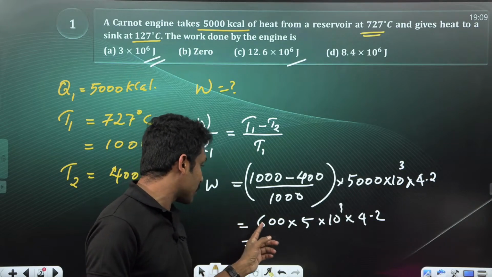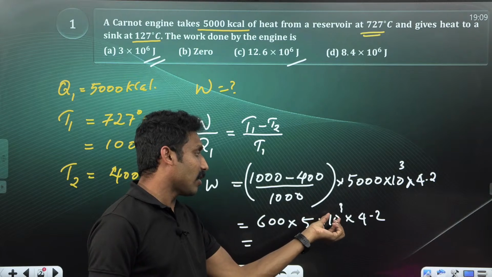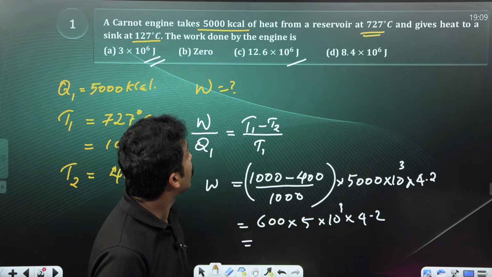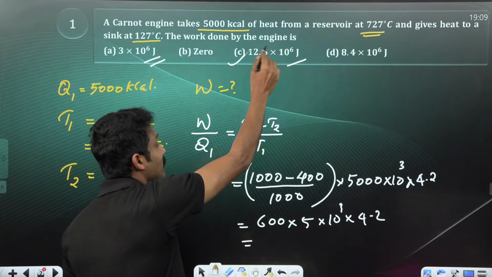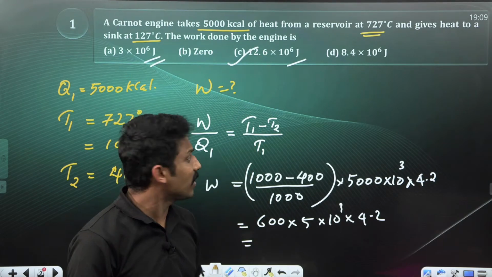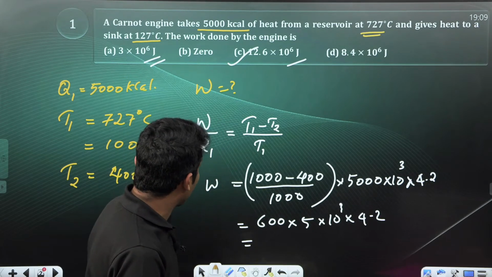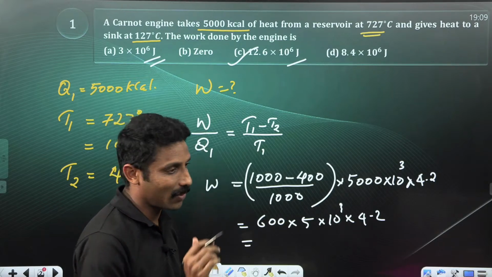We obtained 6 into 5, 30, then 2 zeros, then 10 power 3. That is equal to 3 into 10 raised to 6 into 4.2, which is equal to 12.6 into 10 raised to 6 joule. So a very simple calculation about the work done and heat absorbed relation of a Carnot engine.